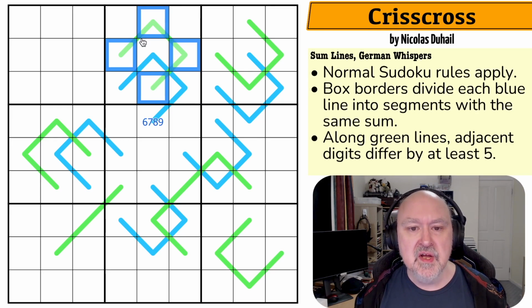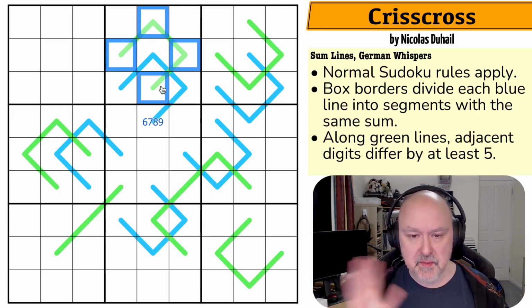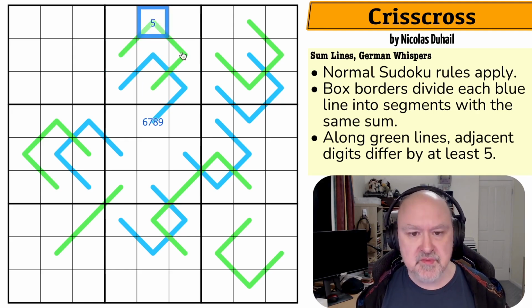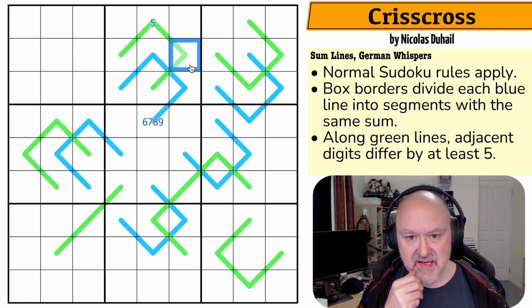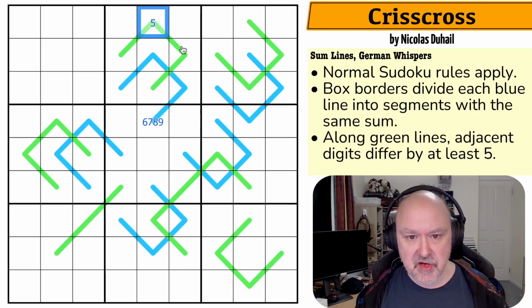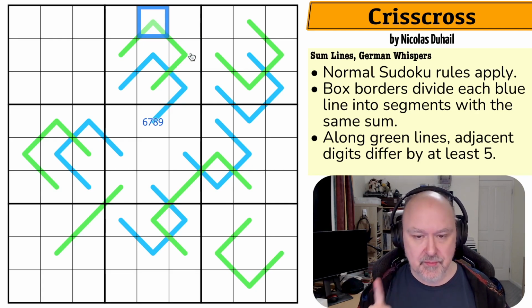Okay, first of all, let's talk about some properties of German whisper lines. If you know all of these, then you can probably skip about 30 seconds. You could never put 5 onto a German whisper line because you couldn't put anything next to it. In order to have a difference of at least 5, I'd have to add 5 or more or subtract 5 or more. If I add 5 or more, I'm at 10 or higher, outside the range of Sudoku digits. If I subtract 5 or more, I'm 0 or less, outside the range of Sudoku digits. So you can never put 5 on a German whisper line.